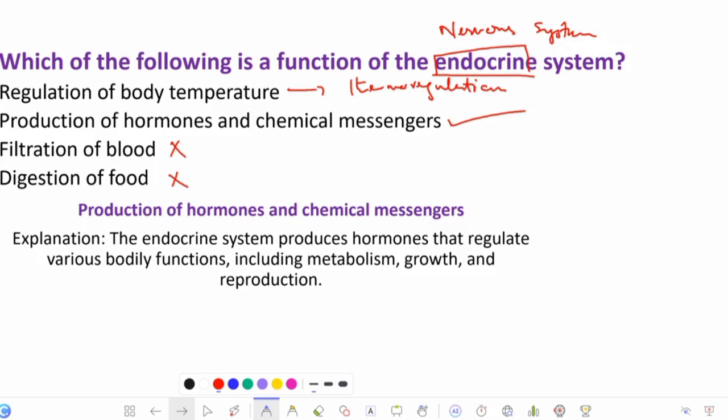The endocrine system produces hormones that regulate various bodily functions, including metabolism, growth, and reproduction. The endocrine system releases hormones directly into the blood. There is no storage mechanism inside the body to store the hormones, so it directly secretes its hormones into the blood, and they go to the site in the body where they are needed.